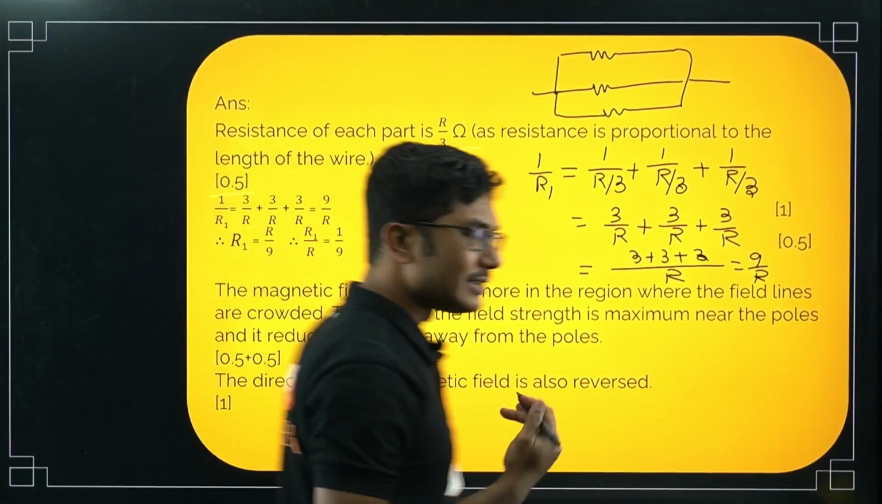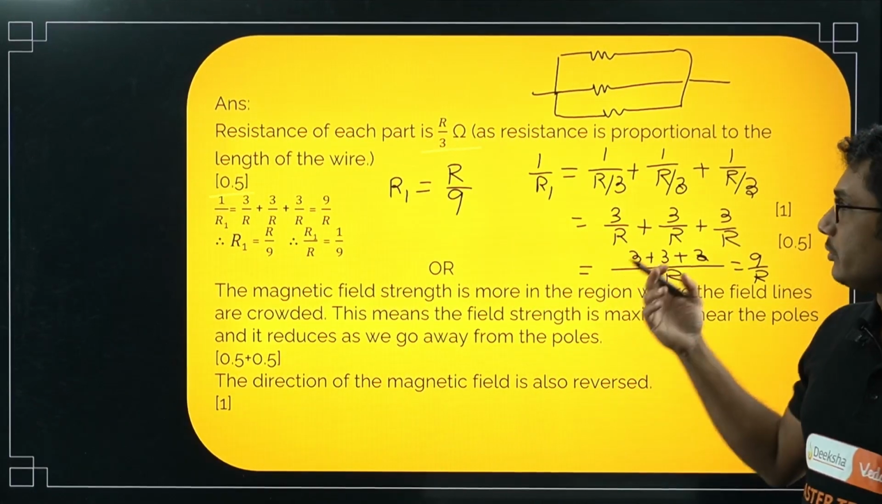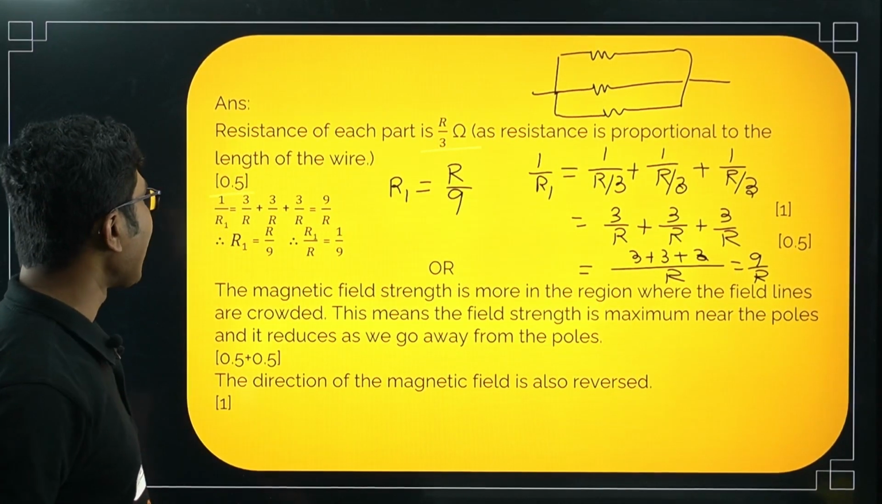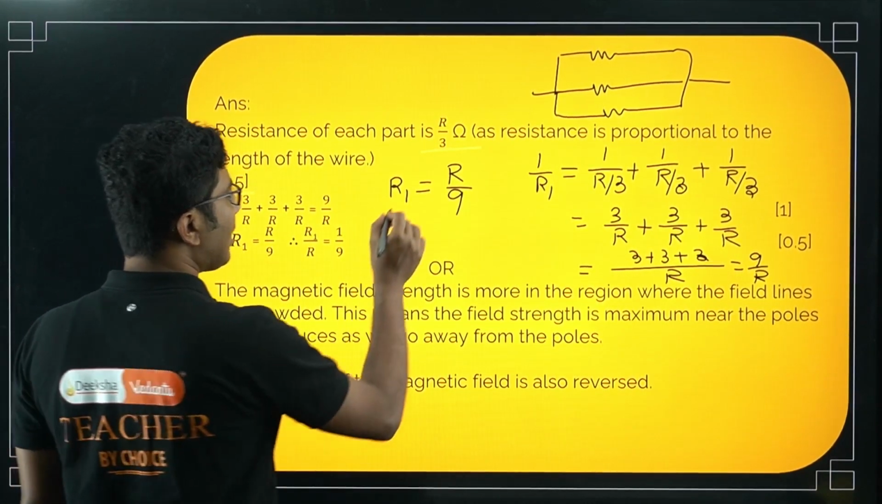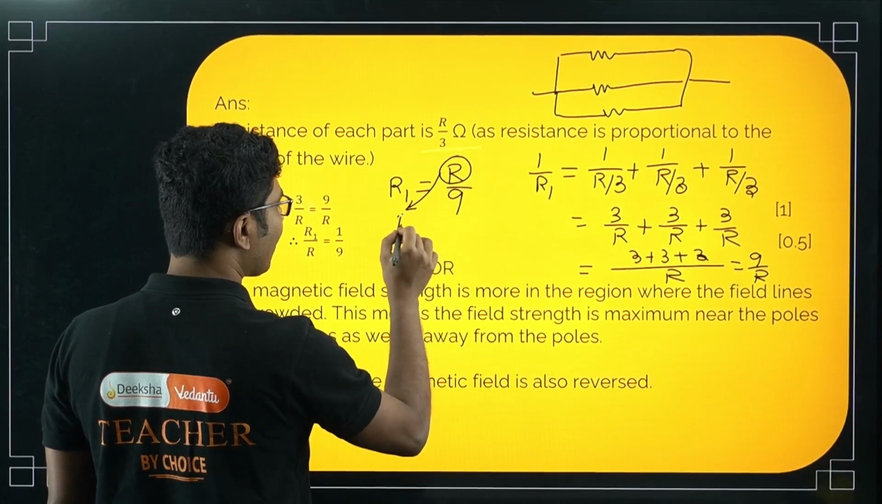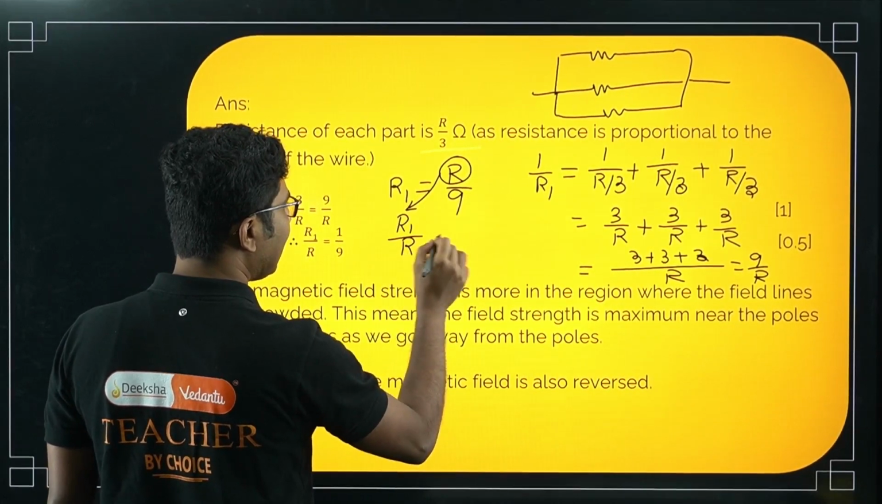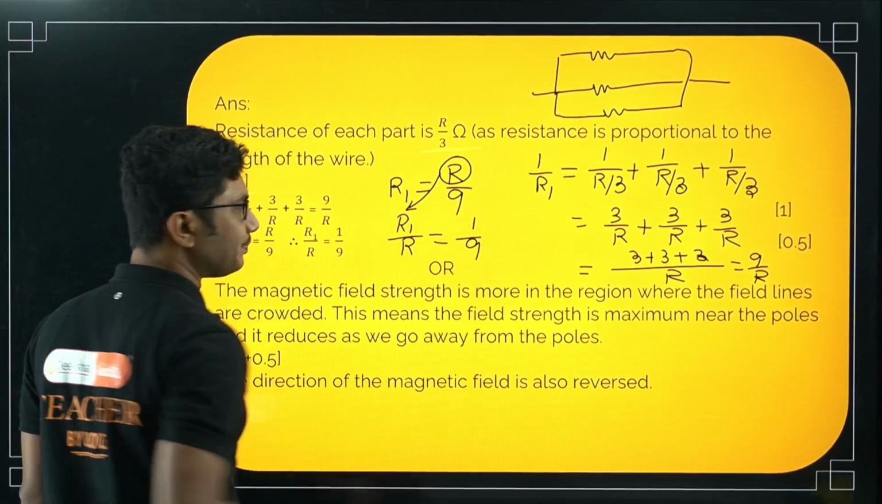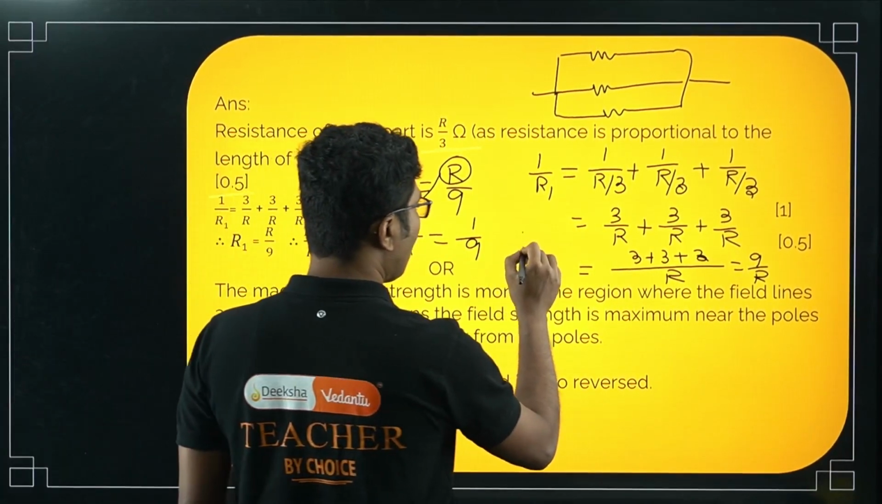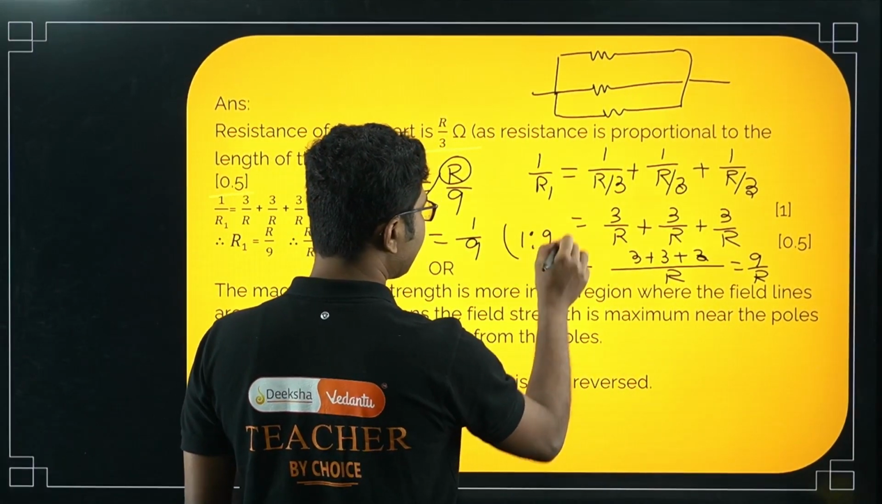Don't forget to take the reciprocal. This is very, very important. Many students forget to take the reciprocal. Okay, so R by 9. Now you have to find R1 is to R. So you can take this R and divide it here. So R1 by R equals to 1 by 9. So the ratio is 1 is to 9. This is the answer.